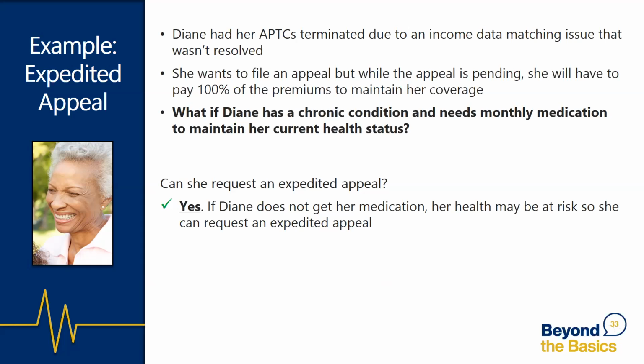If we take a slightly different example, let's say Diane has a chronic condition and needs monthly medication to maintain her current health status, would she get an expedited appeal in this case? Yes, because if she doesn't get her medication, her health may be at risk, so she can request an expedited appeal. And again, this is important because some appeals can take a period of time to wind through the process, especially because, again, we've talked about that there's two steps. There's the informal telephone call, and then there's the more formal hearing with a hearing officer. So if we look back, it's sort of like that financial hardship. If she was to pay 100% of her premiums and she wouldn't get this medication that really is important to maintain her health status, it's because of the health status that she has the eligibility to request an expedited appeal.